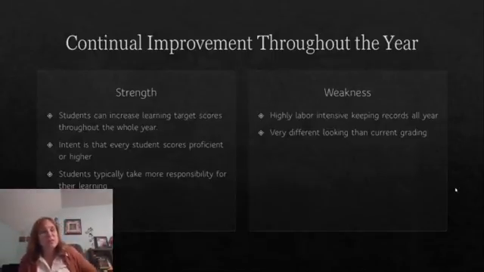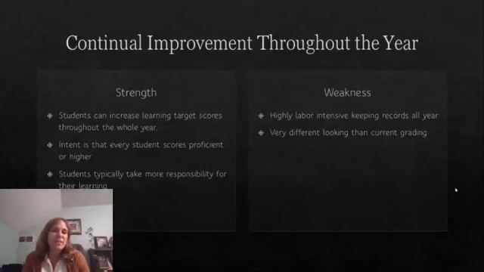And what that means is in homework completion and in formative assessments, really there's a no opt-out policy that teachers are really looking for these students. If it's important enough for me to assign as homework, it's important enough to do. It's how we get to meeting these goals. And another strength is students typically take more responsibility for their learning.